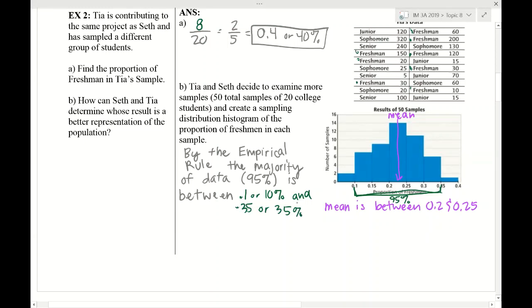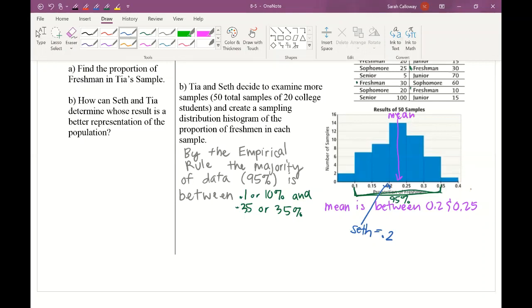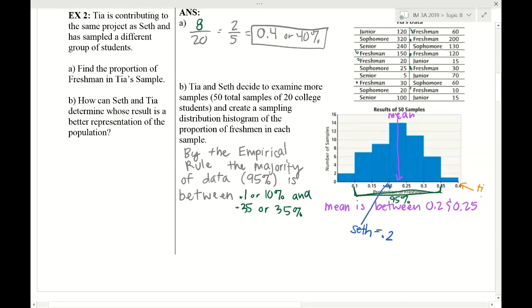So if we think about what we looked at in terms of their data, Seth's mean was here. Seth's proportion was 0.2, and Tia's proportion was 0.4. If we look at our graph, 0.4 technically doesn't even have any values, because this goes from 0.35 to 0.39999. It's all the way up to 0.4. So looking at this, which of the 2 is closer to the mean based on this distribution?